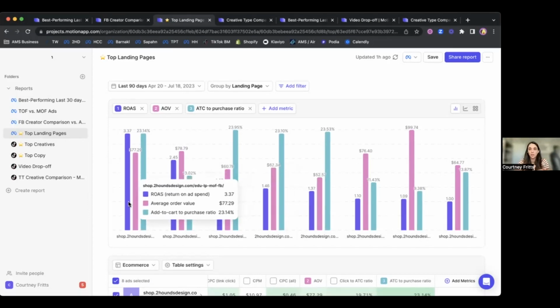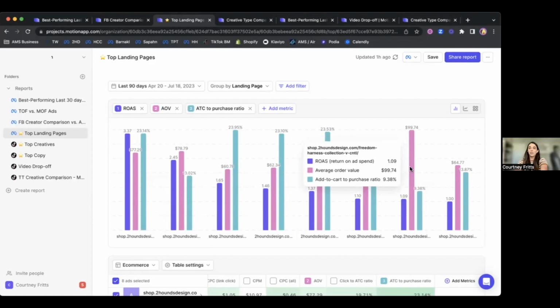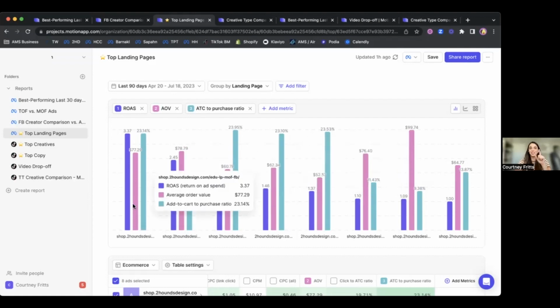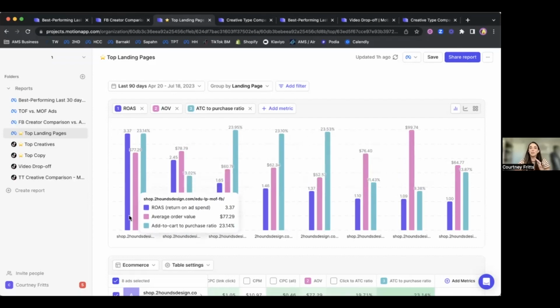This one has a really high return on ad spend, but a lower AOV. So could we move something from this $99 AOV landing page to this landing page to make it even better? And that's all this is, iterating and using the data that you have to make very informed decisions to keep going on more things. Love it. All right, another one.